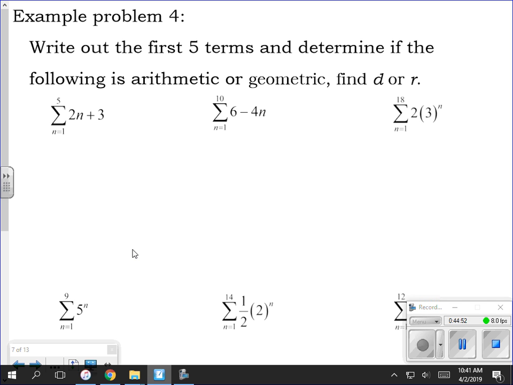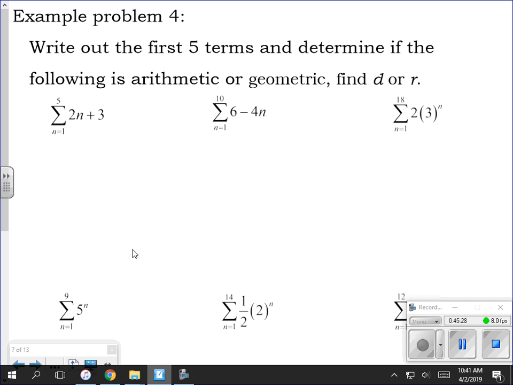So, we're not going to do all of these. Well, yeah, we can do them all. We've got time. Okay, write out the first 5 terms and determine if it's arithmetic or geometric, find D or R. So you did this on the first day. You just didn't have the sigma notation to go with it. You have a formula, write out the first 5 terms.